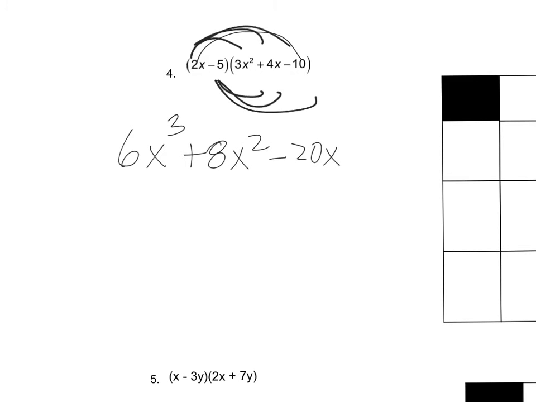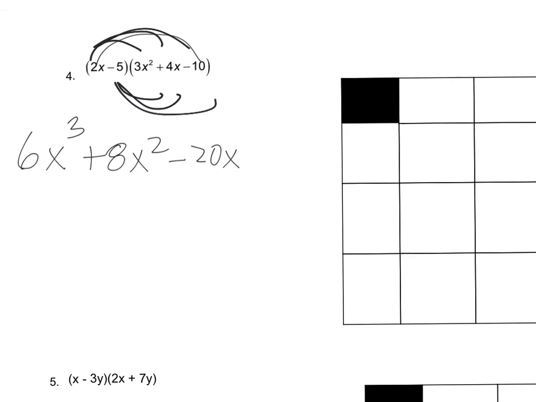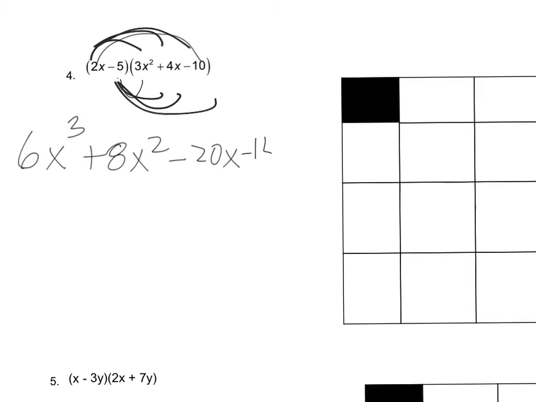Probably going to run out of room here. Can't use my space very well. Next, we have the -5 times the 3x squared, which gives us -15x squared. The -5 times the 4x is -20x. And it looks like I'm barely going to be able to fit it in. There we go, plus 50.